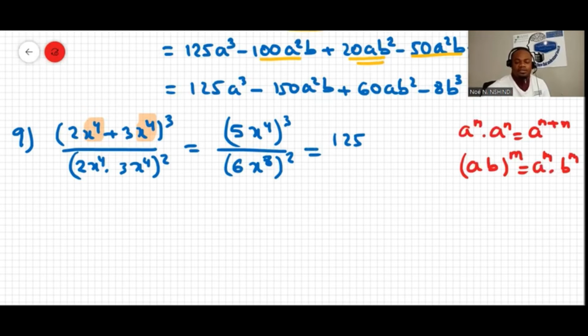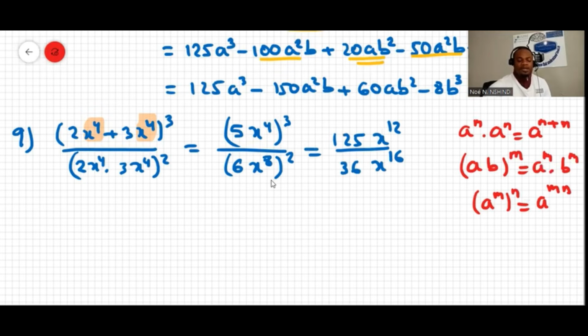And then another formula we know is (a to the m) to the n equals a to the m times n. So x to the 4 to the power of 3 makes x to the 12, x to the 12 all over 6 squared. If I apply this formula, this power is for the 6 and also for the x to the 8. 6 squared is 36. And then x to the power of 8 to the power of 2 makes x to the power of 16.